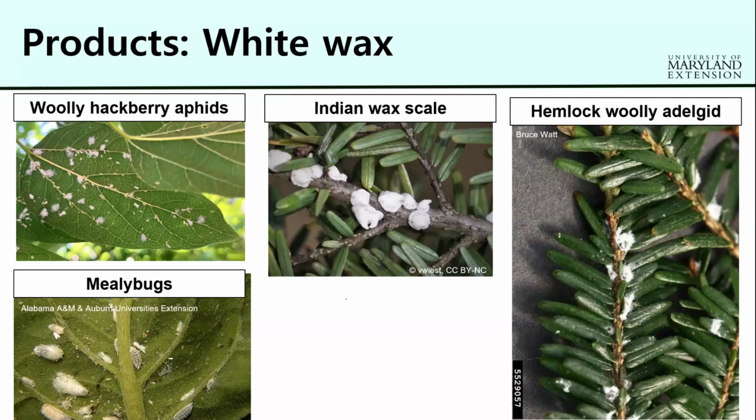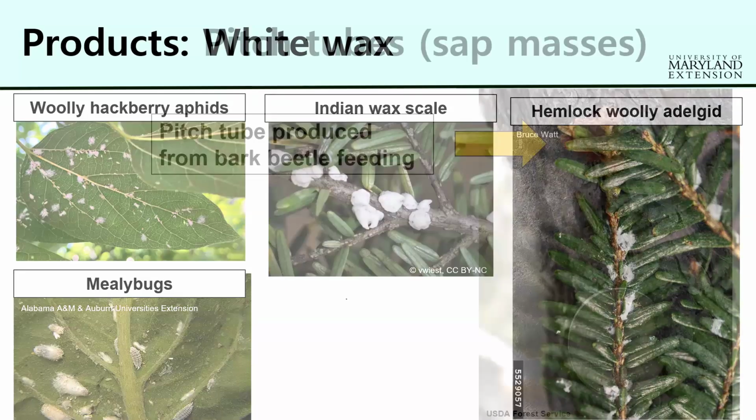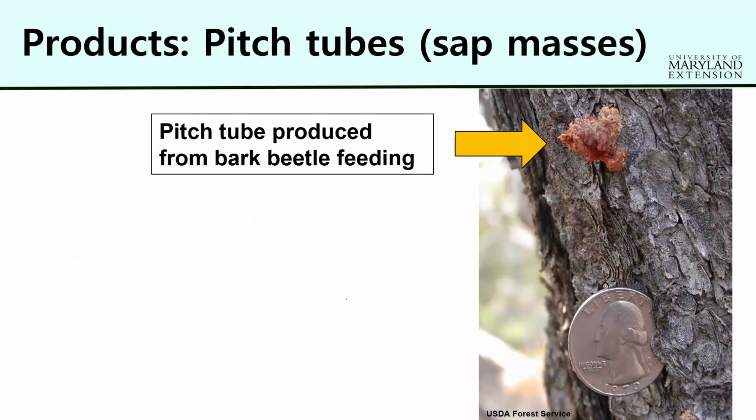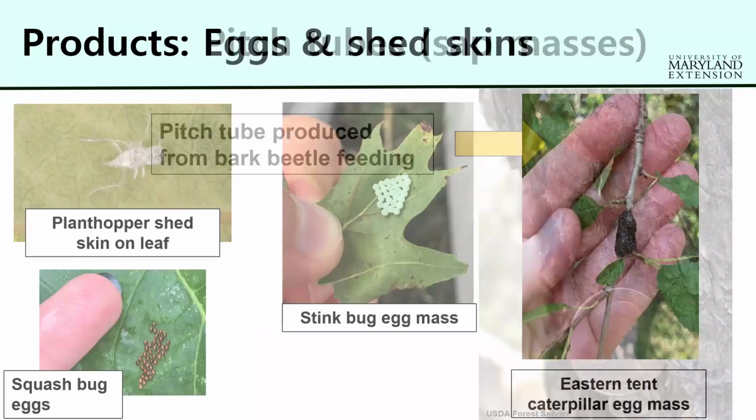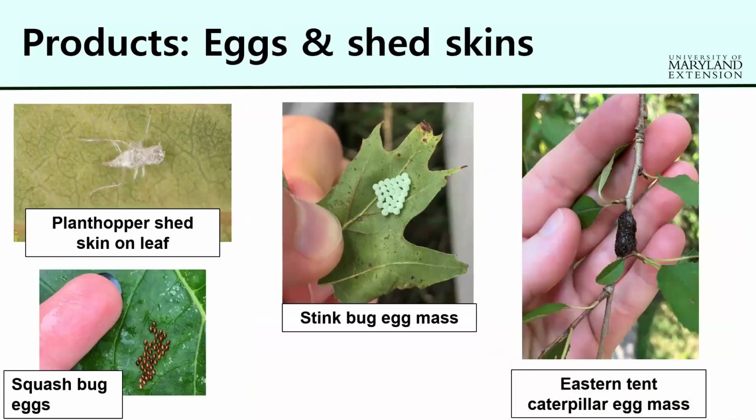And then on our right, we have hemlock woolly adelgid, which can sometimes look like snow or bird excrement on our hemlock trees. But this particular fluffy white waxy substance that they create is for protection for themselves and protection for their eggs and their young. Pitch tube can also be an indicator of wood-boring insect. It's a sap mass out of a particular area where there was feeding or even an exit hole.